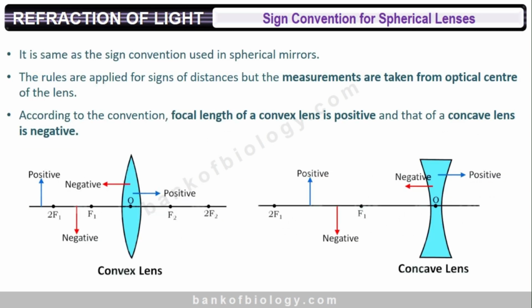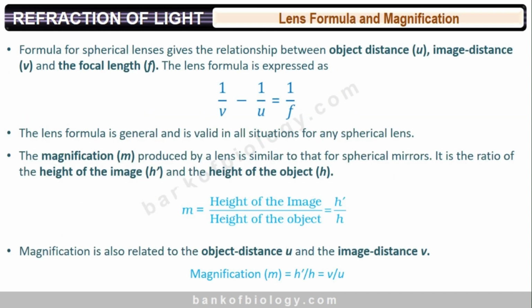Sign convention for spherical lenses. It is the same as the sign convention used for spherical mirrors. The rules are applied so that distances are measured from the optical centre of the lens. According to the convention, the focal length of a convex lens is positive and that of a concave lens is negative.